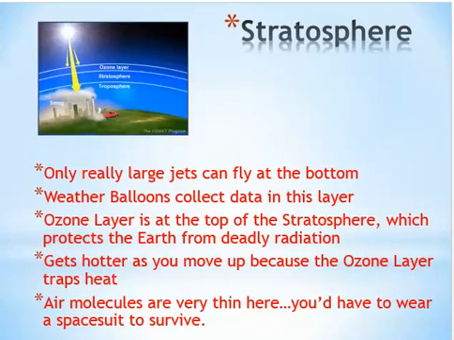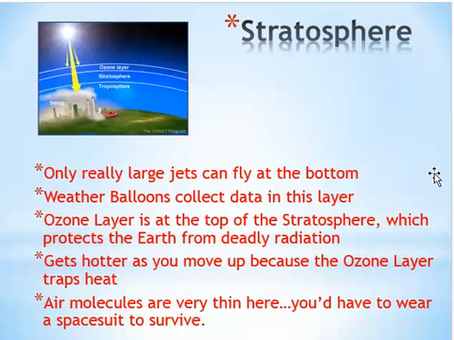The next layer is the stratosphere. It's the second layer from the bottom. There's a lot of information here. Again, pause the video and you can record the information that you find to be the most important. Of course, only really large jets can fly at the very bottom layer of the stratosphere. That's the only place where you're really going to see any airplanes, and they're really, really large jets. This is where we send weather balloons to collect weather data.